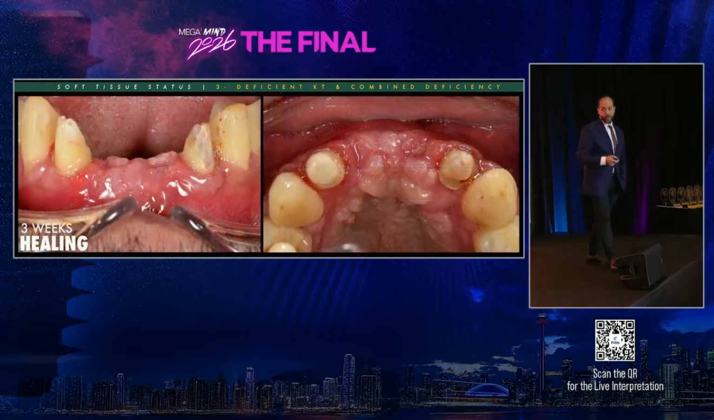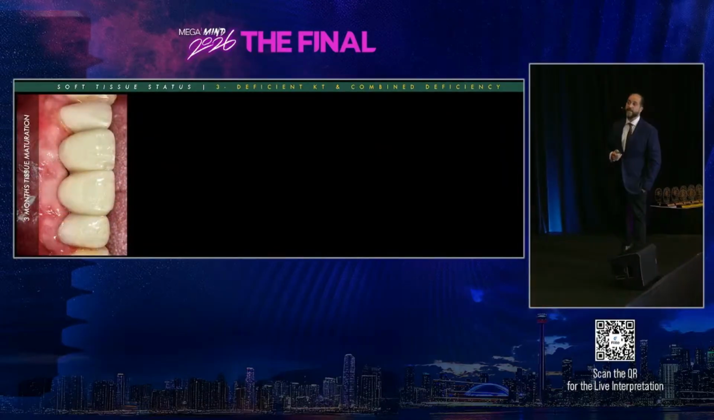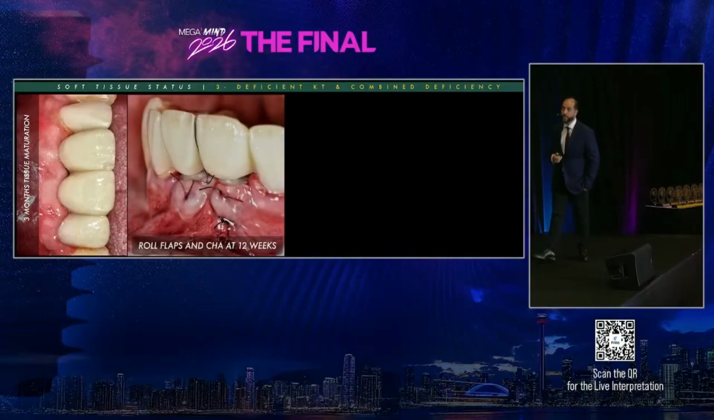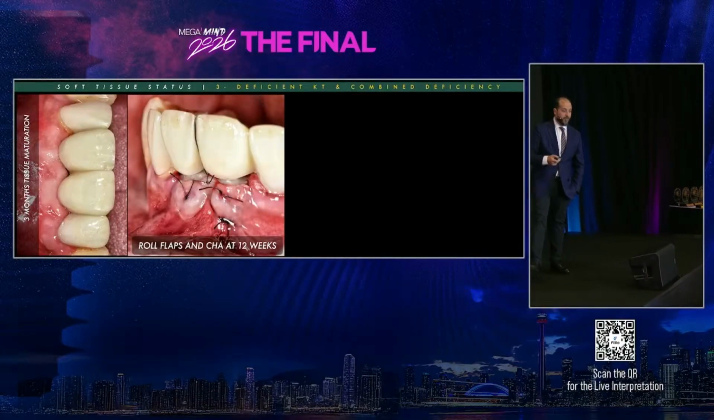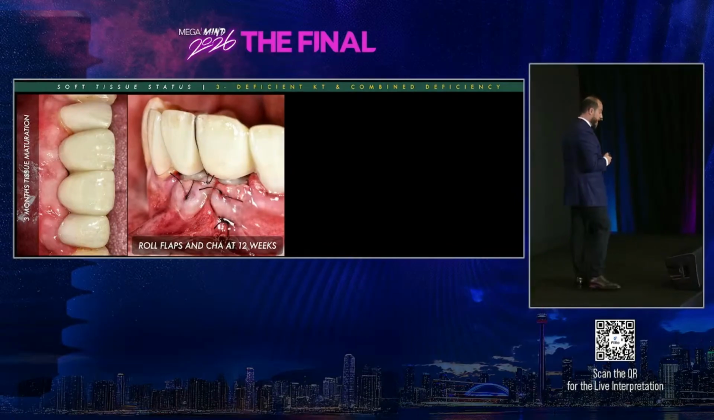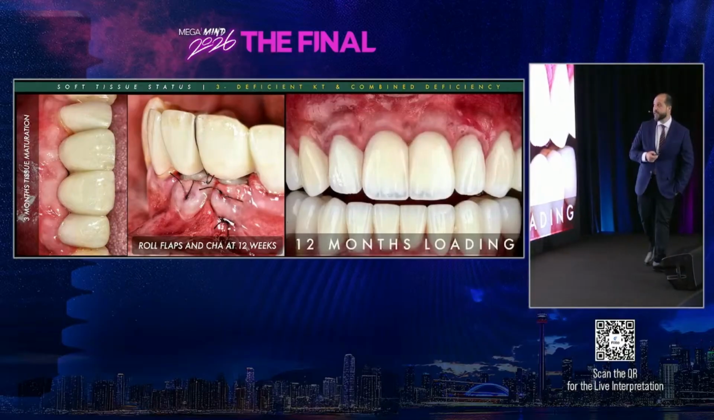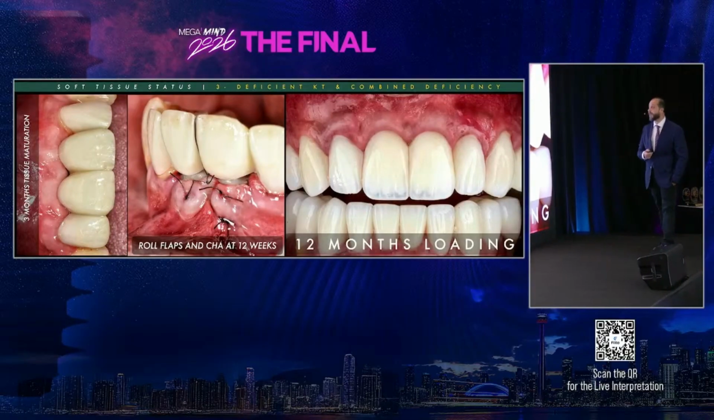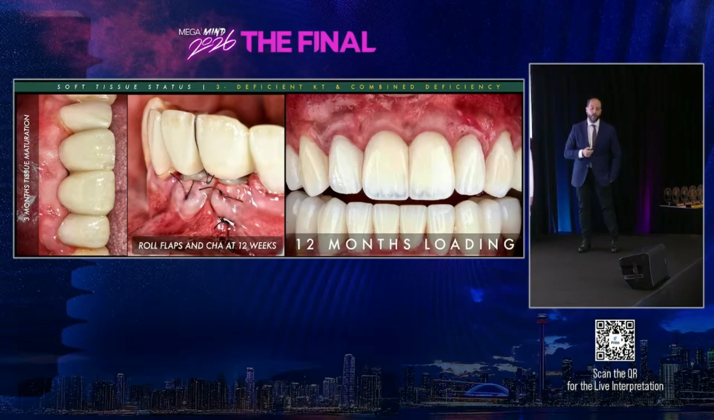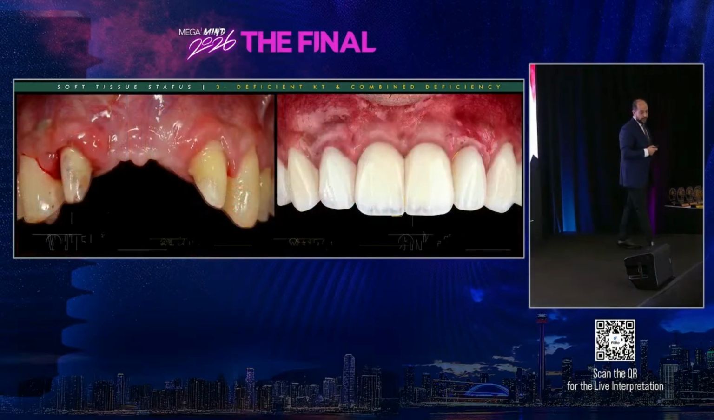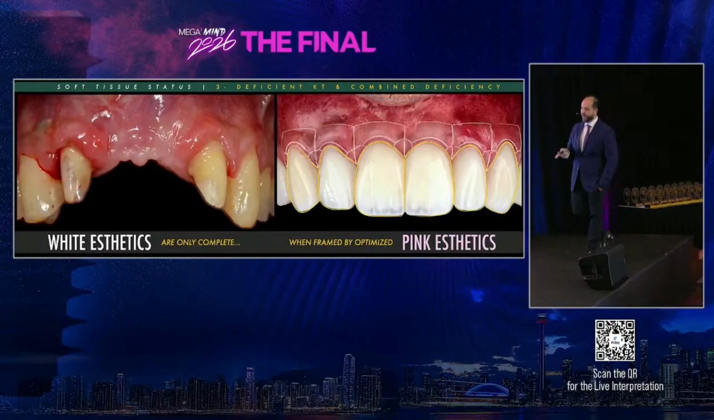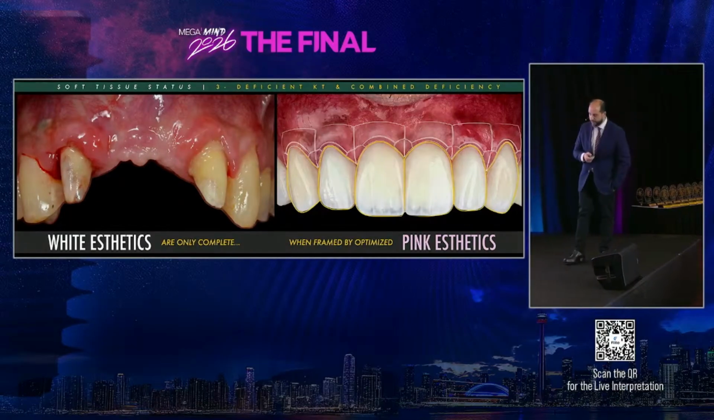Then we left the tissue to mature for another 3 weeks, and then we fabricated some provisionals, and waited another 3 months for the tissue to keratinize and mature properly. Then we opened on top of the implants with roll flaps, sparing the papilla as well. From there, we finalized and delivered our final prosthetics, securing them with a good volume of tissue. This picture shows a 1-year follow-up after delivery of the prosthetics. And that is why we say that the white aesthetics are only complete when framed by optimized pink aesthetics.